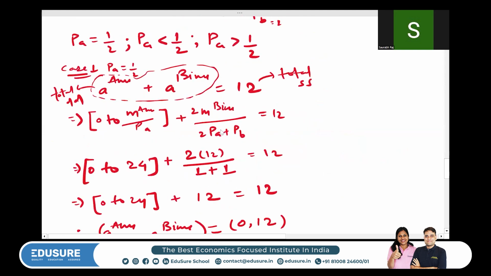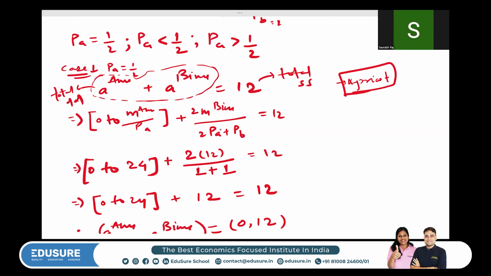We will consider the first case, that is case 1, PA equal to 1 by 2, or MRS equal to the price ratio, and then we will use the condition that total demand is equal to total supply. Total demand is the demand of Anu for apricot plus the demand of Binu for apricot. First we analyze the demand for apricot, and if the condition is satisfied, then we can easily figure out the demand for banana.